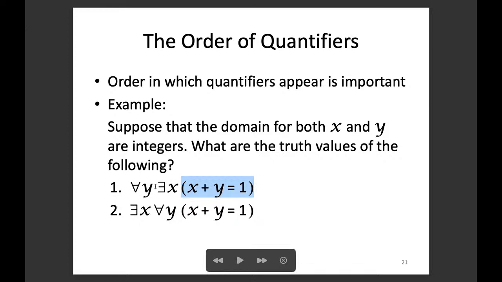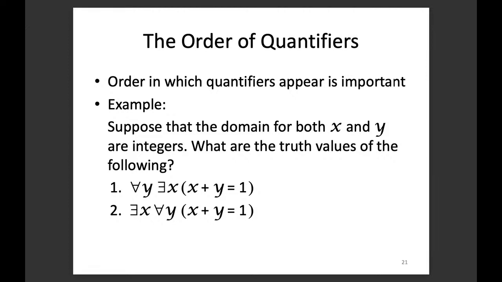But on the other hand, let's exchange these two parts. Let's exchange the two quantifiers here. So suppose that there exists x is now put here. So we have there exists x for every y, x plus y is equal to 1. So what does it say? It is saying that we can find a very special value x such that no matter what y you imagine, the value of x plus y is going to be equal to 1.